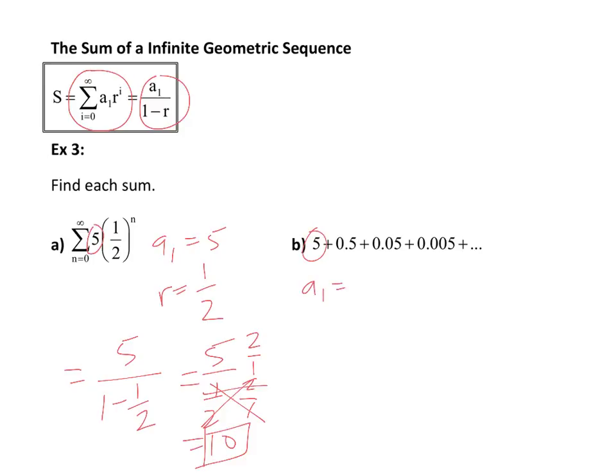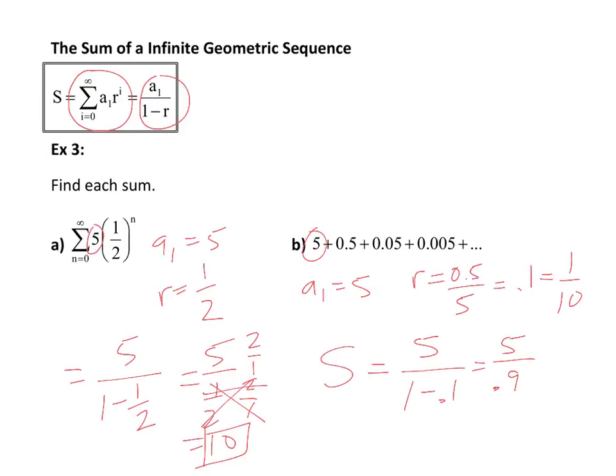For the next one, it's telling you it's an infinite geometric sequence. I have a sub 1, which is 5, and r, which is 0.5 over 5, which equals 0.1, which is 1/10. So now I have the sum, which is equal to a sub 1, which is 5, over 1 minus 0.1. So 5 over 0.9. I don't like having decimals in my fraction, so I'll move that over 1, and I'll move that over 1. So it gives me 50 over 9. So that's my sum, 50 over 9.